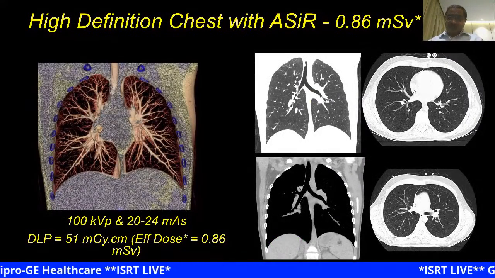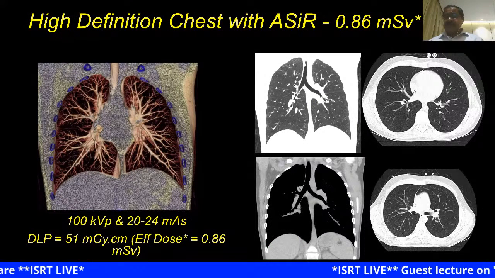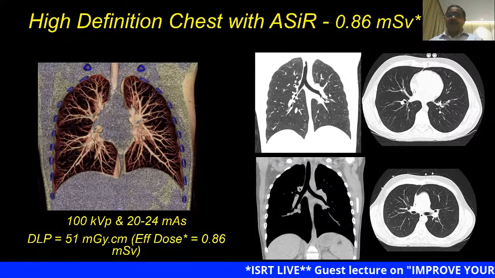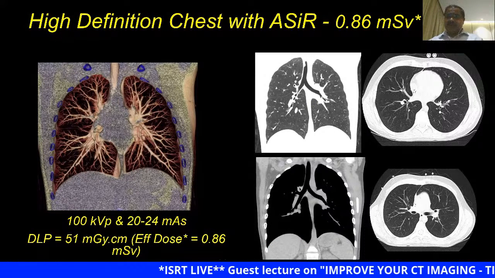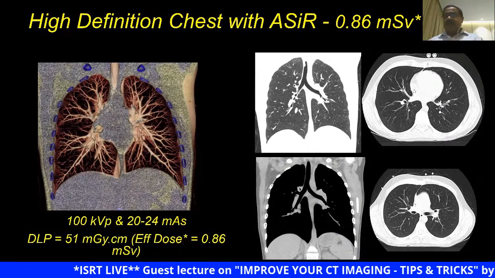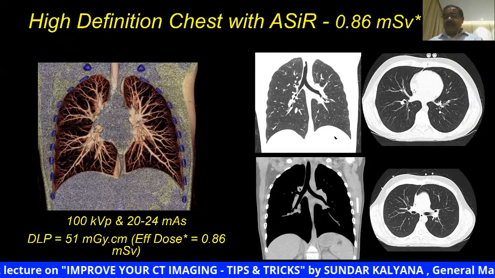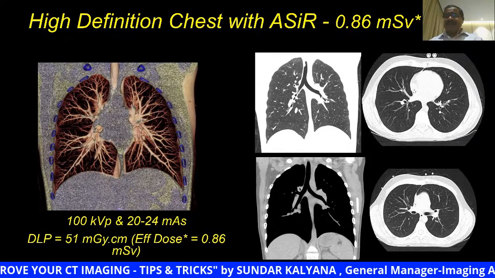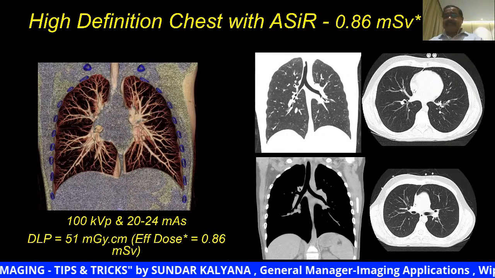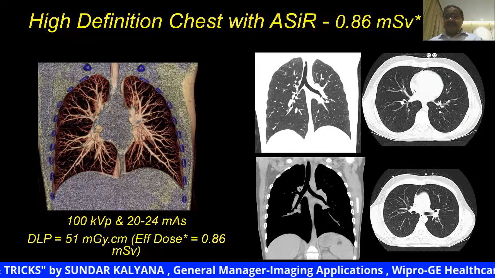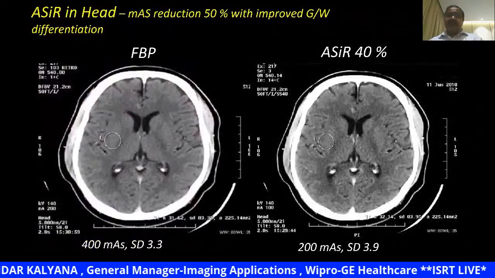This enabled ultra low dose chest scans today. You know that FDA has approved ultra low dose lung screening. So you can use a higher percentage of iterative reconstruction there in lung and a very low mAs in terms of like 10 to 12 mAs, you can happily get a good quality image.